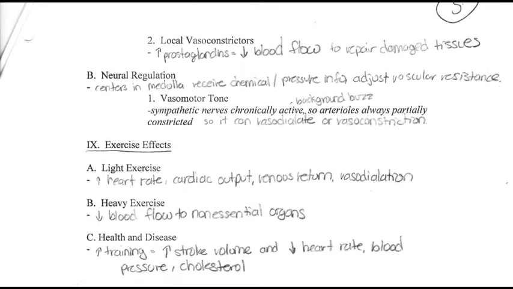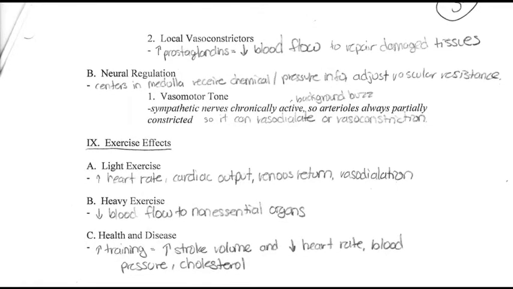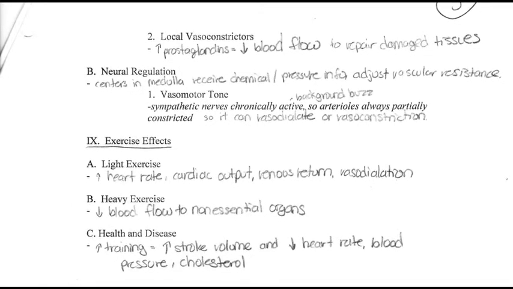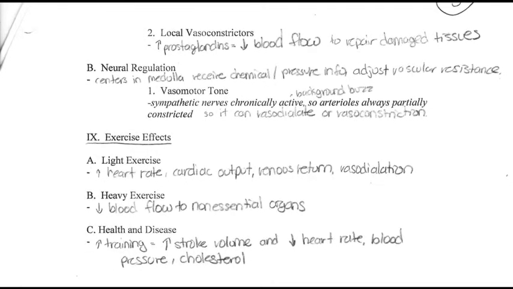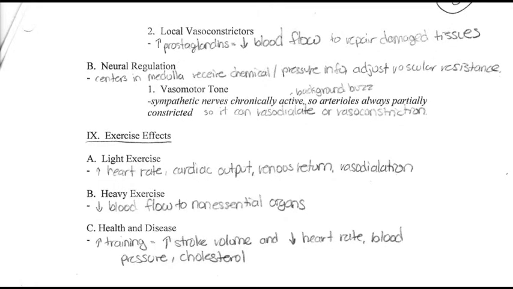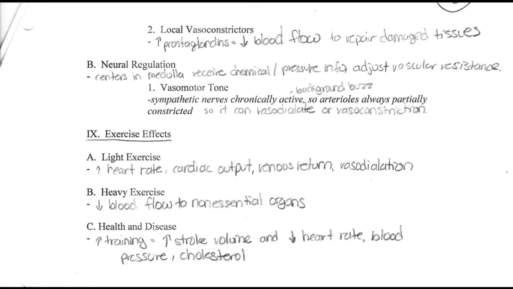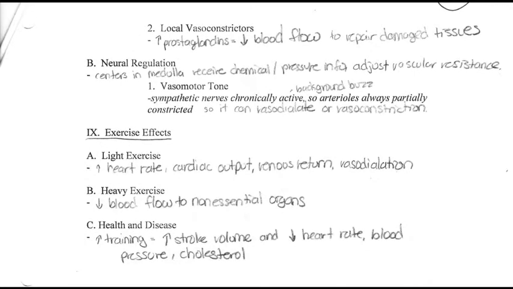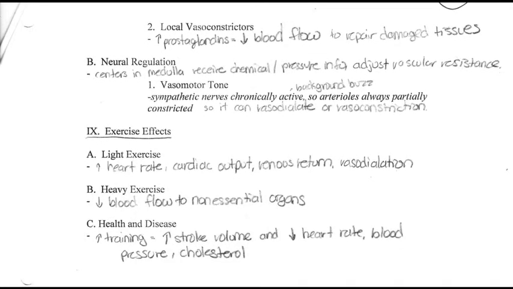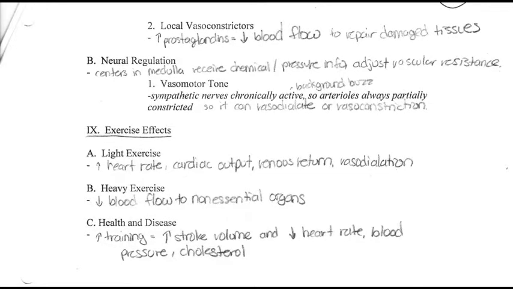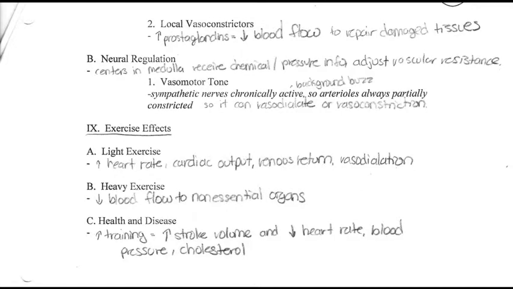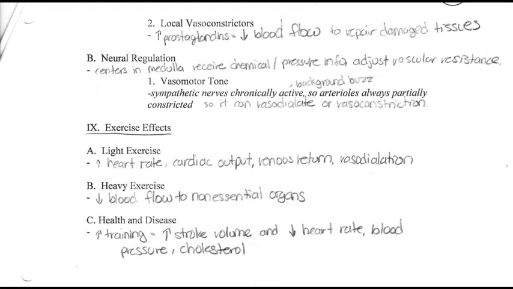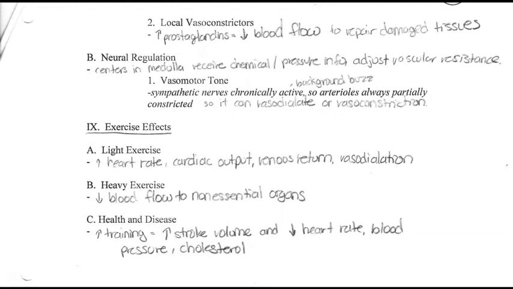Exercise effects. Light exercise. Light exercise will lead to an increased heart rate, cardiac output, venous return, and vasodilation. Heavy exercise will lead to decreased blood flow to non-essential organs. With respect to health and disease, increased training will lead to an increase in stroke volume and a decrease in heart rate, blood pressure, and cholesterol.